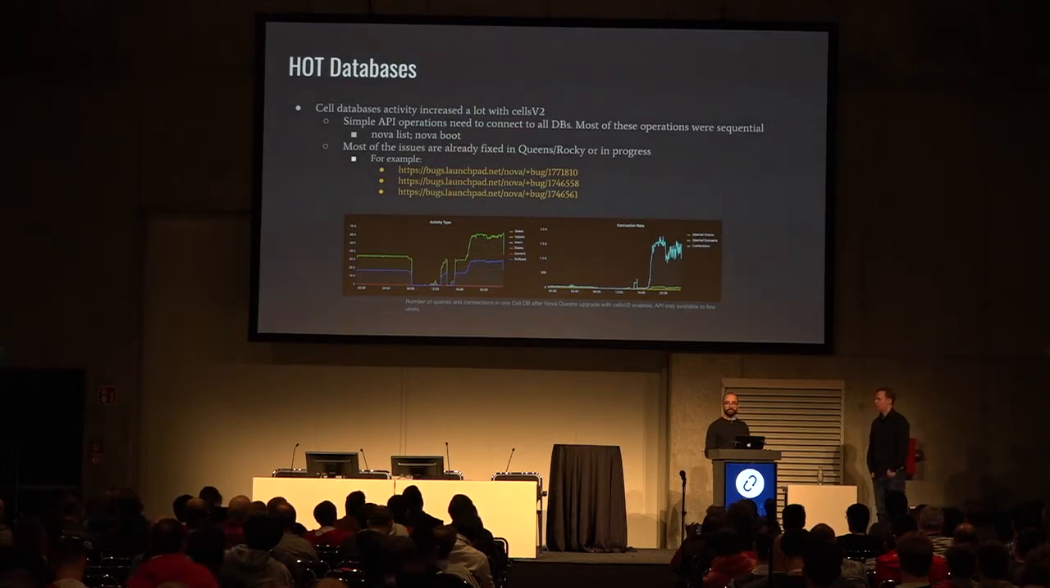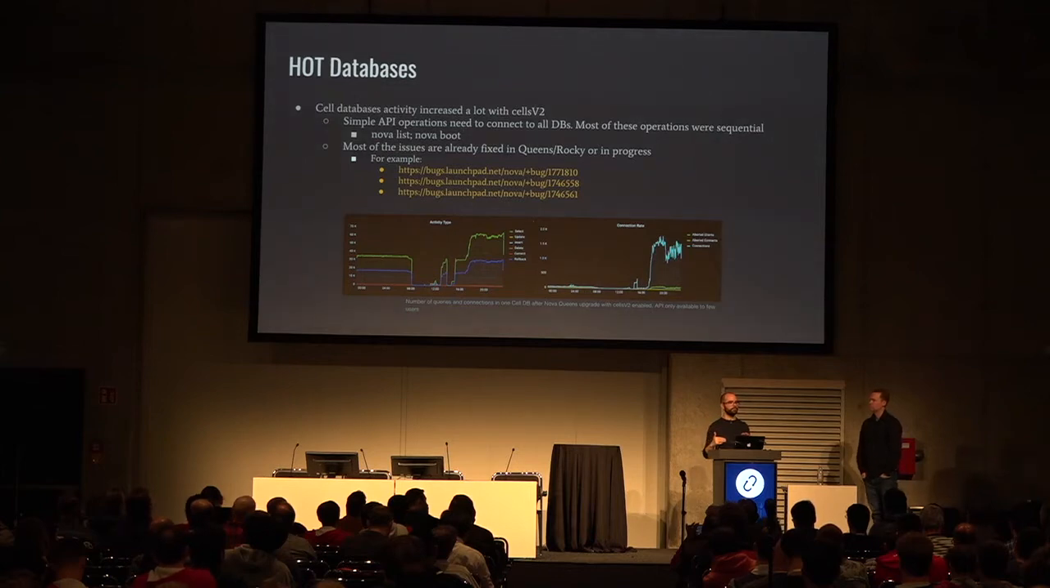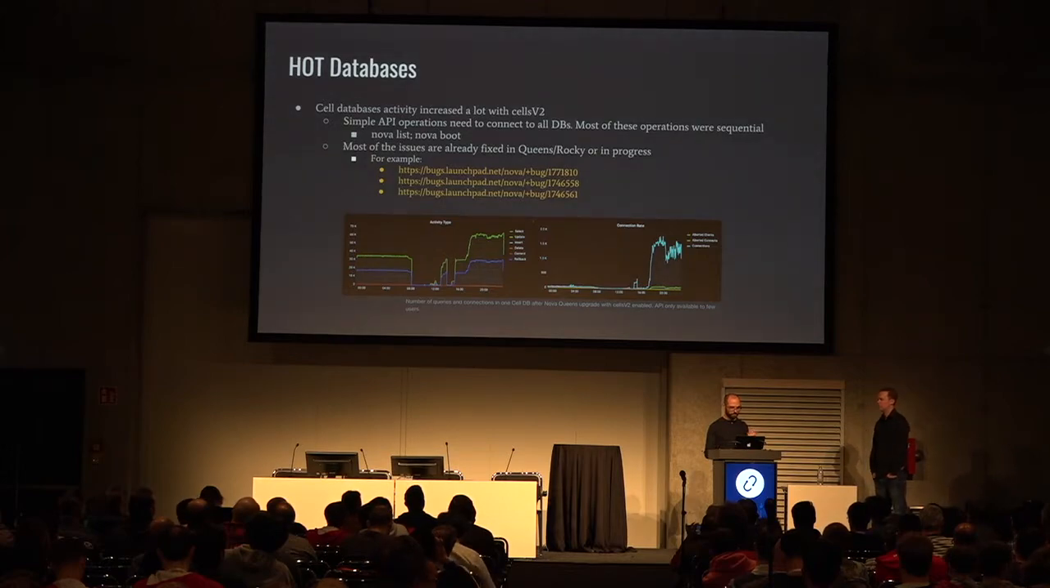Most of this is actually fixed in Rocky, because now Nova, instead of going through all the cells, only selects the cells where your project has instances. So it's improved a lot.